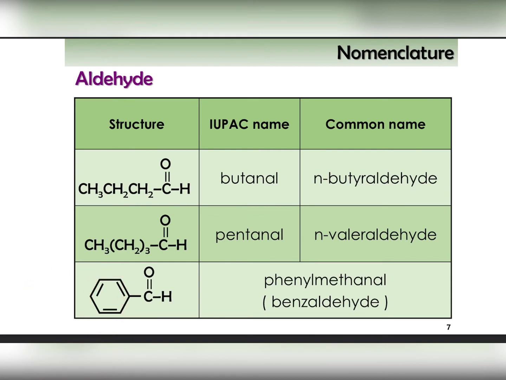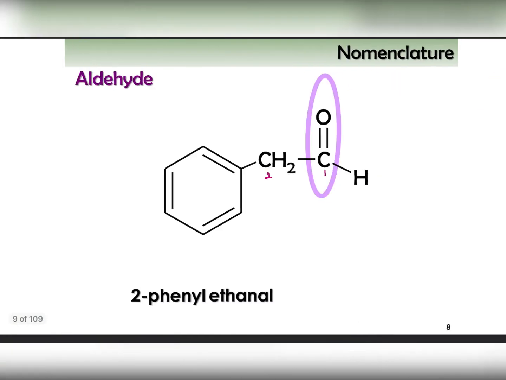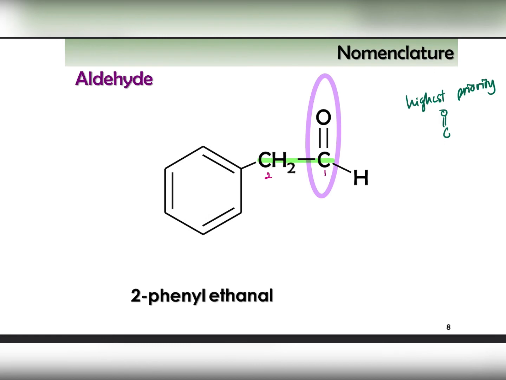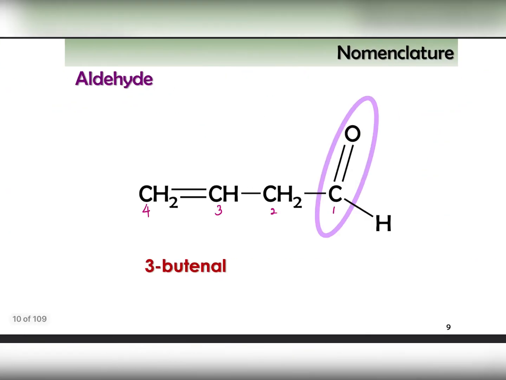And the next one, if you have phenyl as substituent, ini akan jadi phenyl methanal, and the common name is benzaldehyde. Now let's have a look at this example. So ini adalah 2 phenyl ethanal. Why? So you can see the one I highlight in purple, itu adalah highest priority, which is C double bond O, carbonyl group. So parent dia adalah ethanal, because you have 2 carbon, and phenyl akan jadi dia punya substituent. So dapatlah 2 phenyl ethanal.